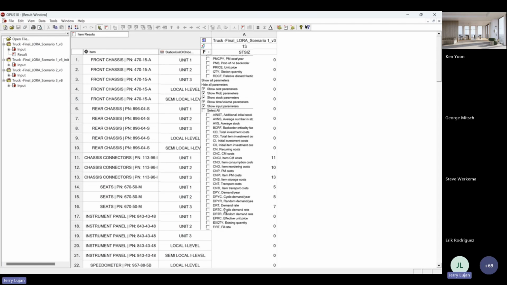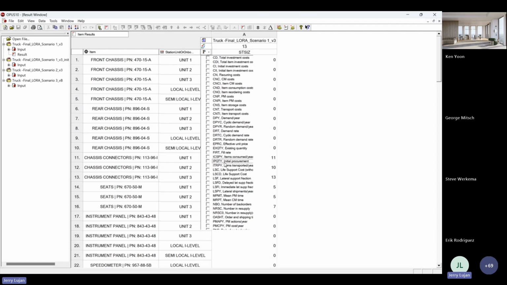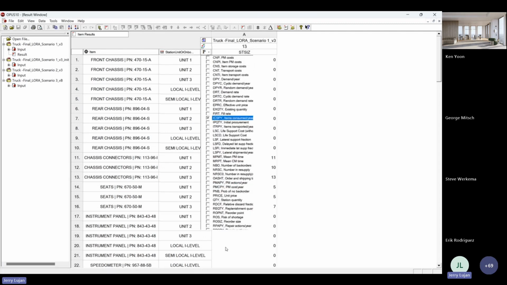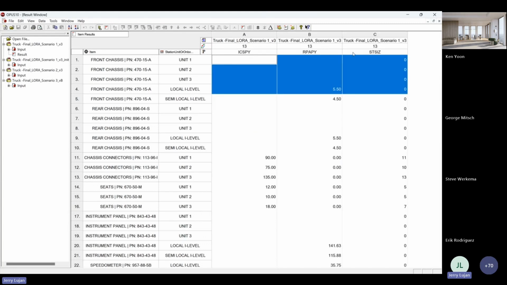We can look at the consumption rate, let's say the repair rate, because we know repair actions per year. We can look at cost. We can look at demand rate, all kinds of different things you see I could pull up here and look at. But we're really here for a LORA, not the sparing per se, although that's going to come into it.